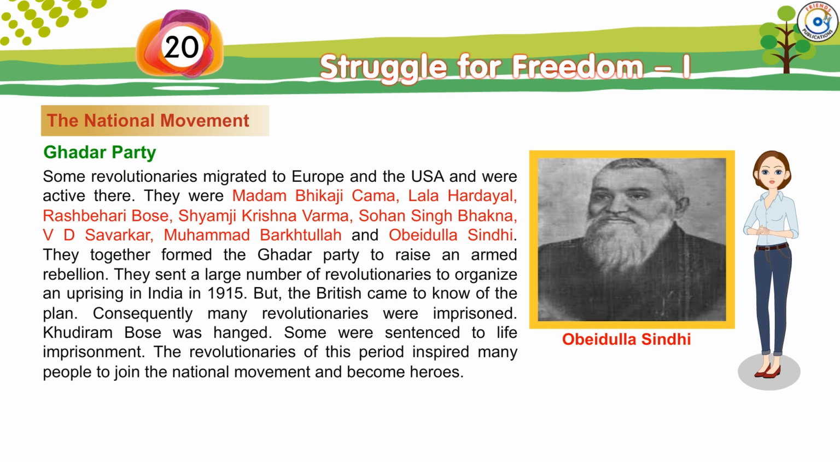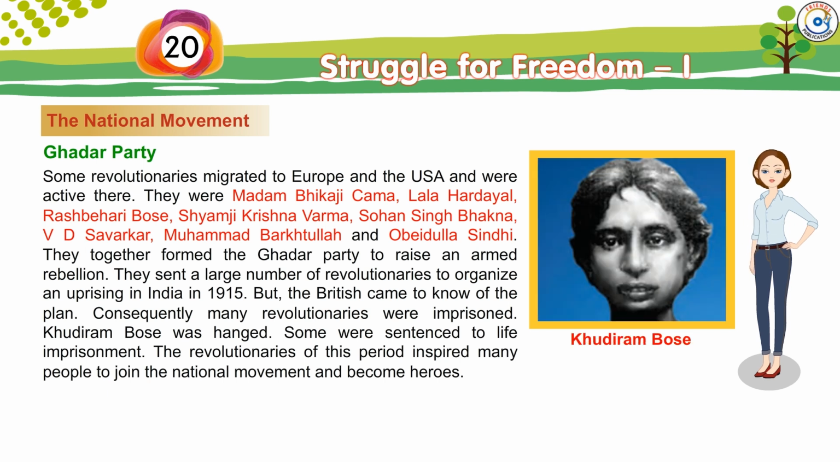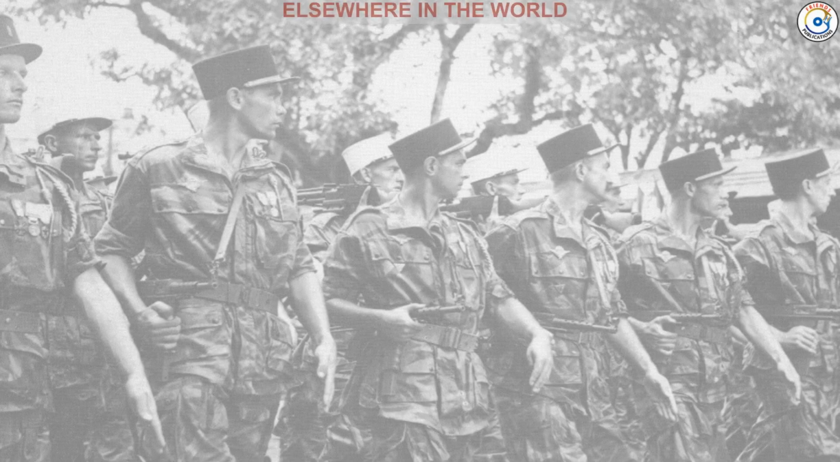They sent a large number of revolutionaries to organize an uprising in India in 1915. But the British came to know of the plan. Consequently, many revolutionaries were imprisoned. Khudiram Bose was hanged. Some were sentenced to life imprisonment. The revolutionaries of this period inspired many people to join the nationalist movement and become heroes.